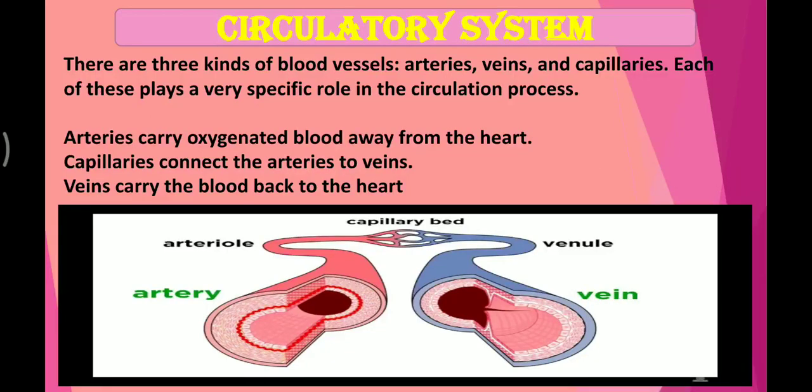Arteries carry oxygenated blood, whereas capillaries connect the arteries to veins, and veins carry deoxygenated blood, which does not have oxygen. So when this is coming, they have to connect to each other, right? Exchange should happen. That connection is done by capillaries.